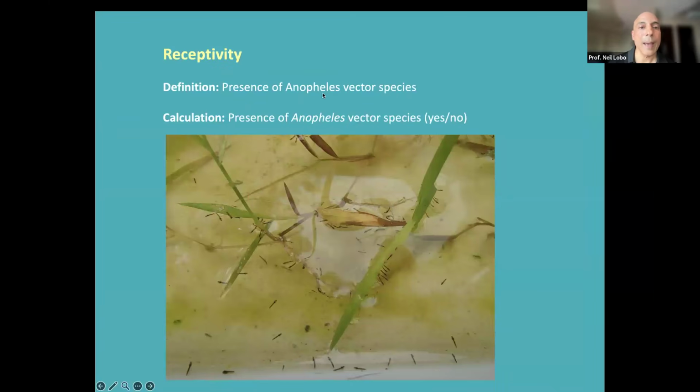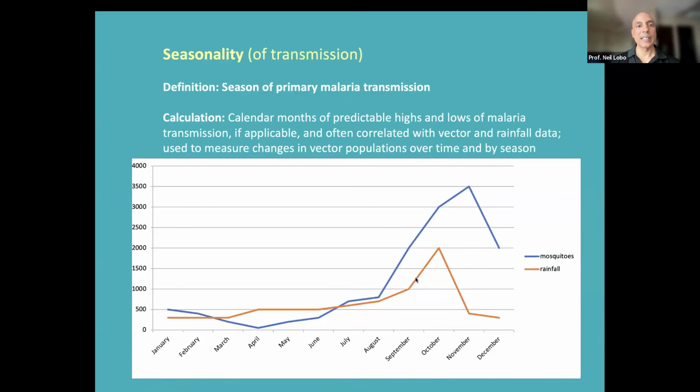Receptivity is the presence or absence of Anopheles vector species, if they're actually there. And this is usually measured by larval densities, actually looking for larvae. Seasonality, I'm sure you understand this, the season of primary malaria transmission, and that's related to mosquitoes. So if you look at the overlap between mosquitoes and rainfall, you can understand your seasonality of malaria transmission and the drivers of it.